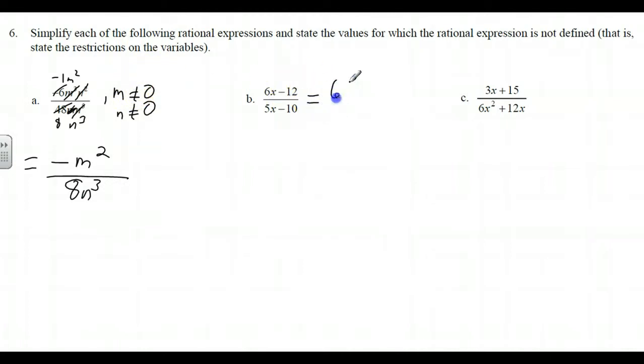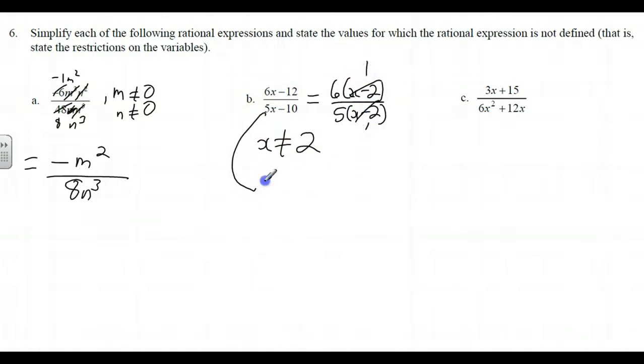First step, factor 6 bracket x minus 2. 5 bracket x minus 2, restriction, x cannot be 2, simplification, this is equal to 6/5. Always, right? They're identical. It doesn't matter what it is, it's going to be 6 over 5. Okay, so I put a 0 in there, I get -12 over -10, which is 6 over 5.